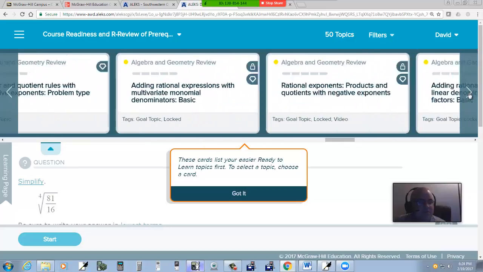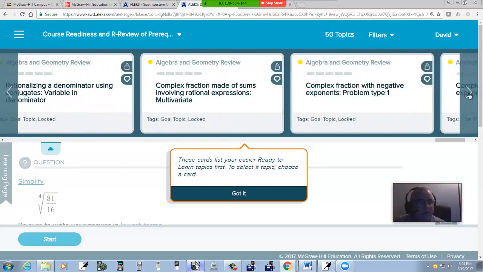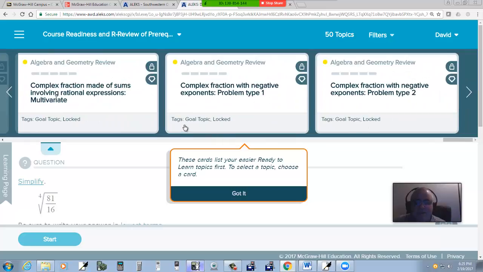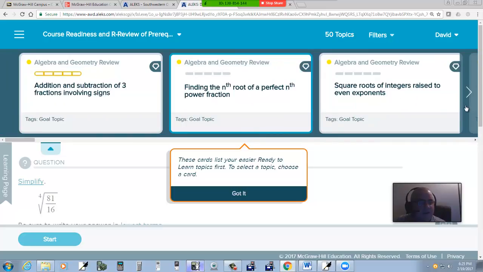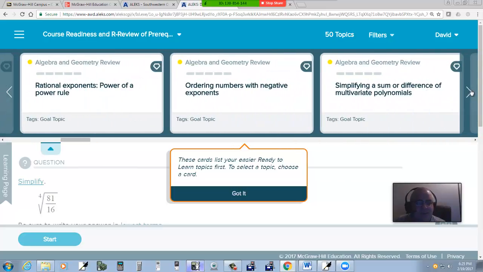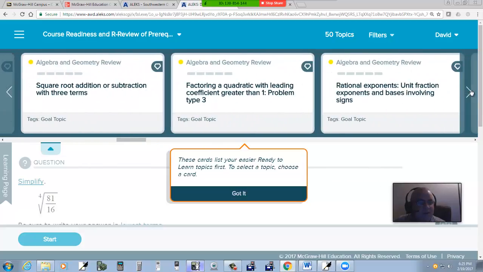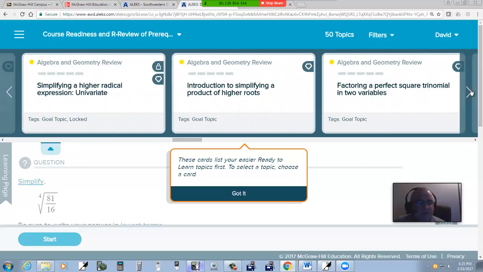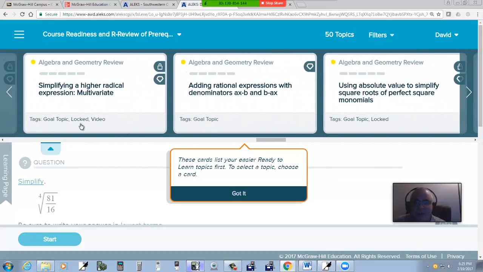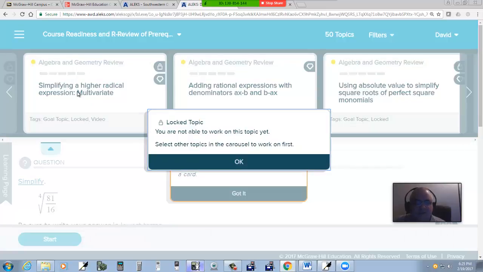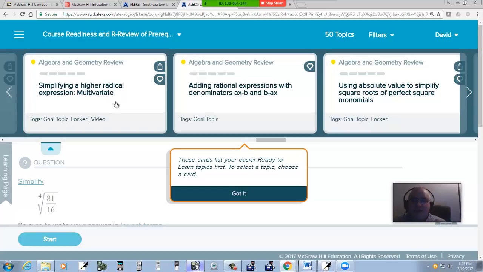I thought that it shows some of them was locked, but maybe I'm wrong. Oh, these say locked. What do these first ones say? Okay, so these are unlocked, so I can choose any of those. But if I come over here to one of these ones that says locked, well, there it is. This one says locked. If I click this, it says locked topic. You're not able to work on this topic yet. Select other topics in the carousel to work on first. This is assuming you need to master other topics before you can even try to attempt that. That's why you'll find some of them locked and some not.